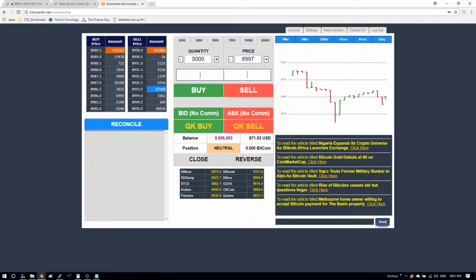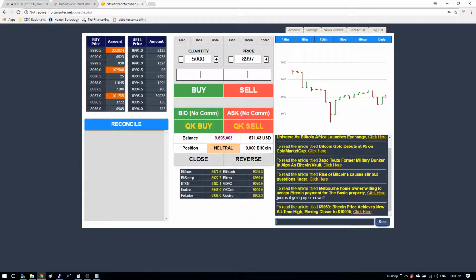Down here we have a chat screen where there will be users talking to each other. You can ask everybody which way they think it's going to go, and also you can see news articles which are sourced from all over the web to do with Bitcoin. So a new article has just come in here, and you can click on there to read that article from whichever source it came from.